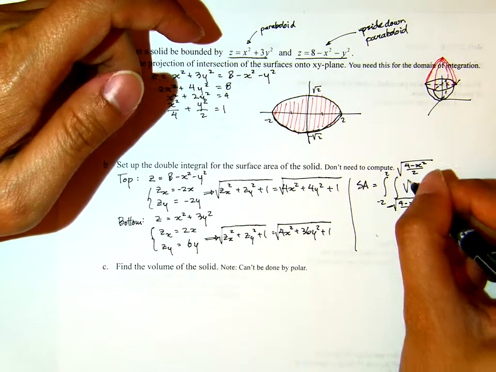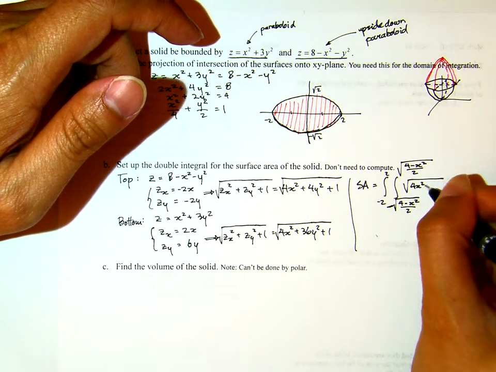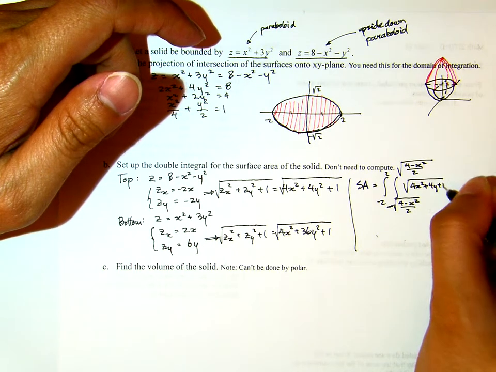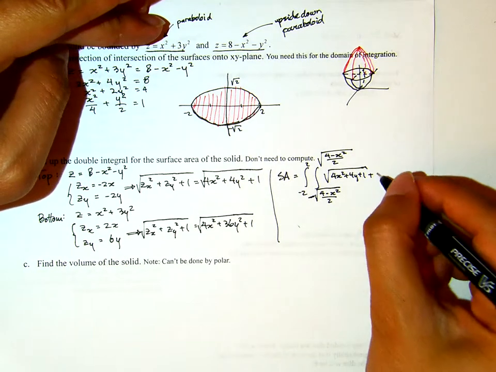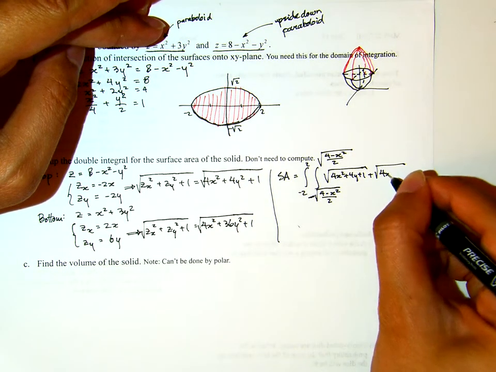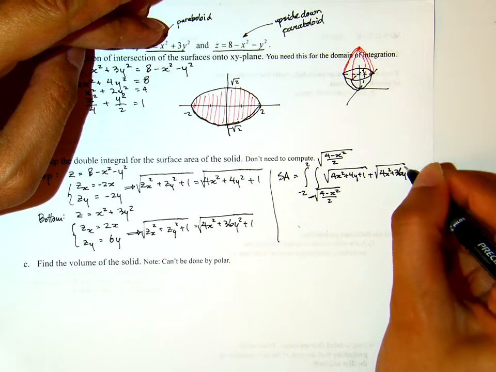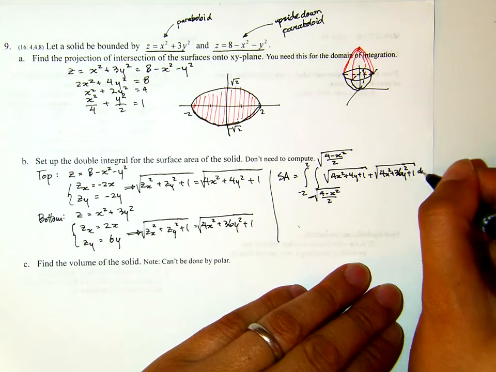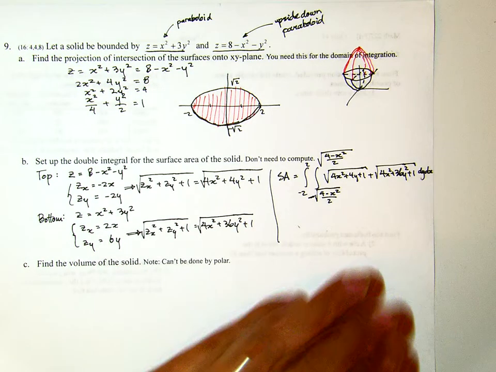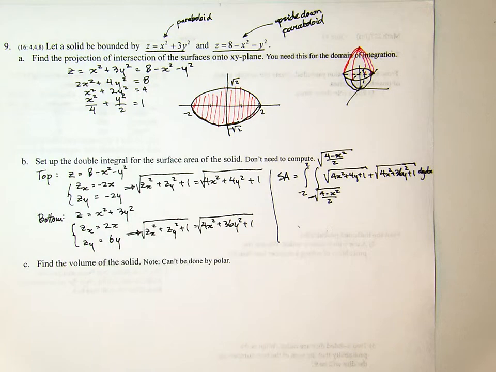Okay, so this will be the square root of 4x squared plus 4y squared plus 1 plus the square root of 4x squared plus 36y squared plus 1, dy dx. Okay, now that's for Summer 2009 Math 263 Test 3 number 9 A and B.